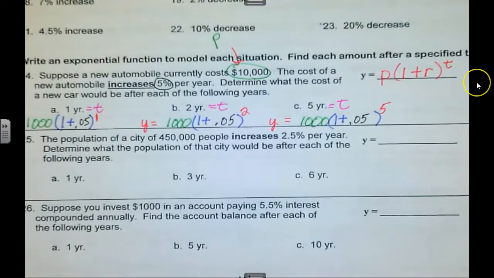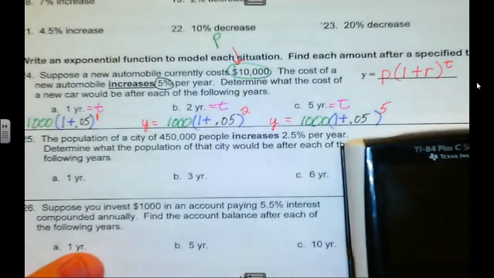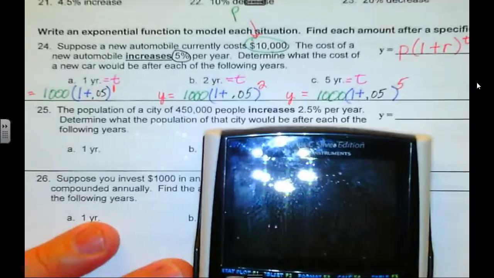Hear me over and over and over again. Okay, use your calculators. I just poked myself in the eye. Jeez. All right, use your calculators.